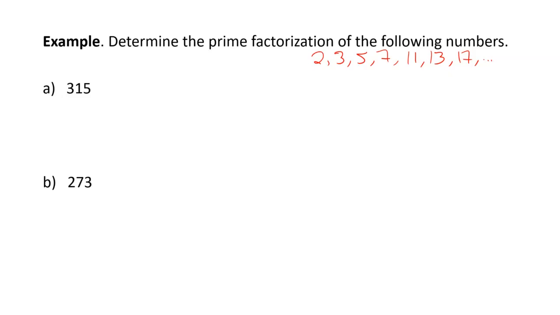So starting with 2, 315 is not divisible by 2 because it doesn't fit evenly. Often when you do this in the calculator, if you divide 315 by 2, you get a decimal. It would give you 157.5. So this means that it's not divisible by 2.